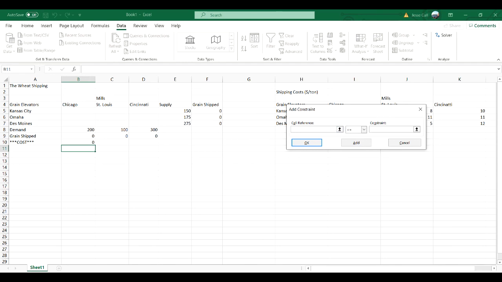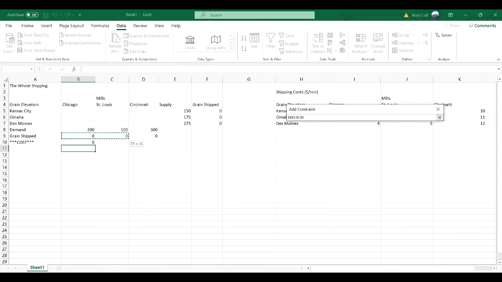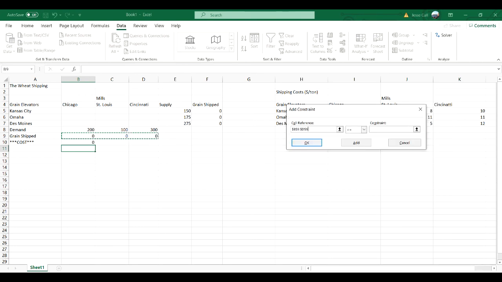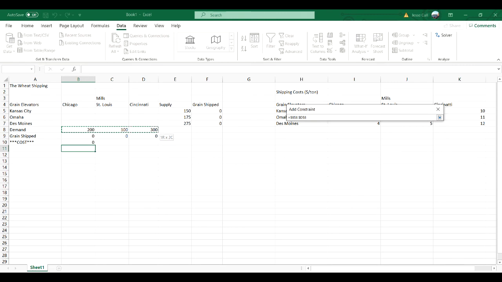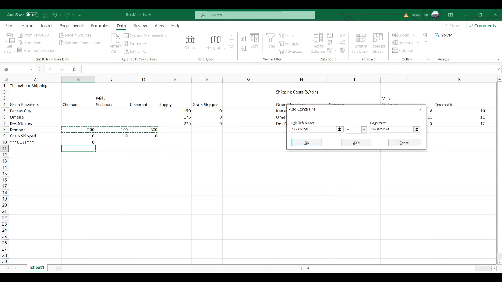Cell reference B9, C9, and D9 must be equal to B8, C8, and D8. If they're not equal, everybody does not receive what they want. Maybe potentially all the grain isn't shipped, and ultimately people end up unhappy.